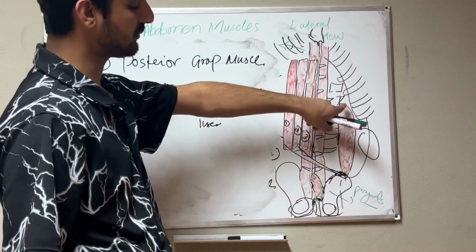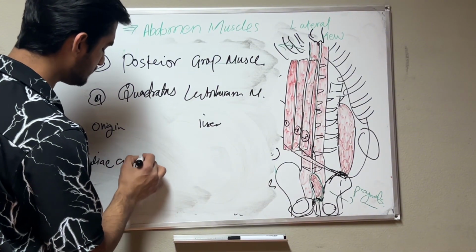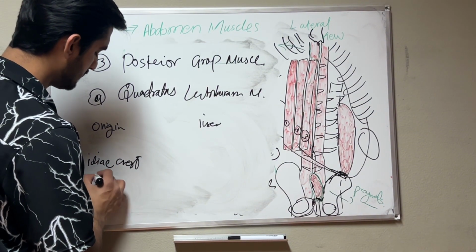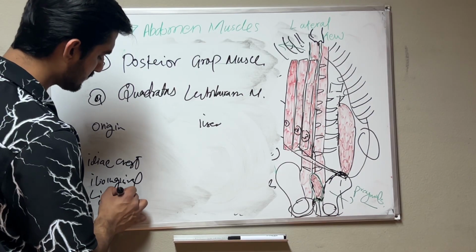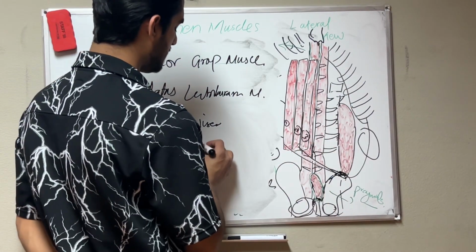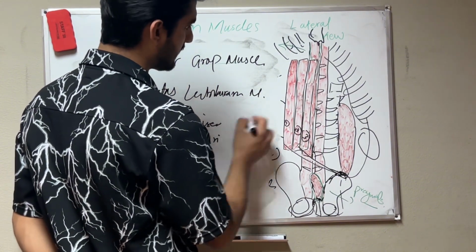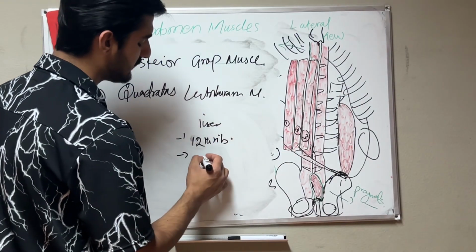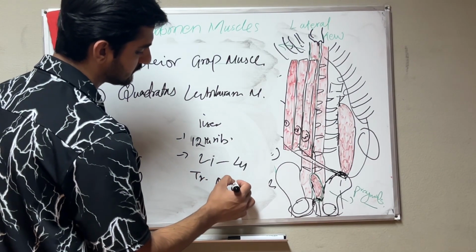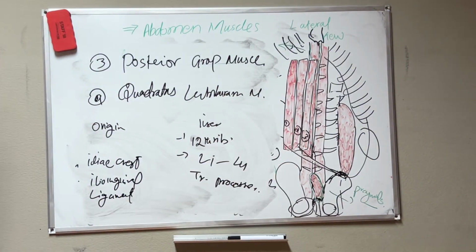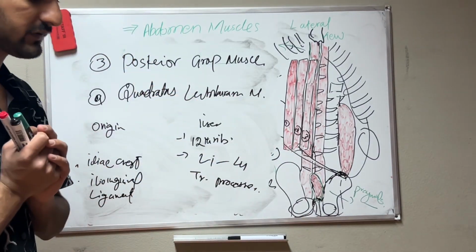The quadratus lumborum muscle originates from the iliac crest and the ilioinguinal ligaments, and inserts into the 12th rib and the L1 to L4 transverse processes. These are the origin and insertion of the quadratus lumborum, the posterior group of abdominal muscles. Now we have a very short summary.